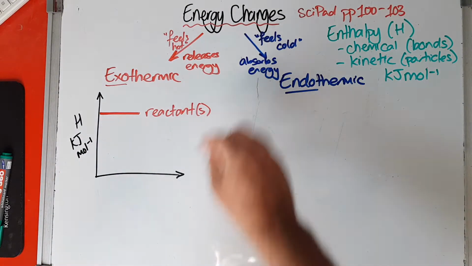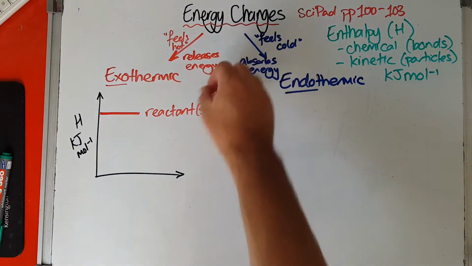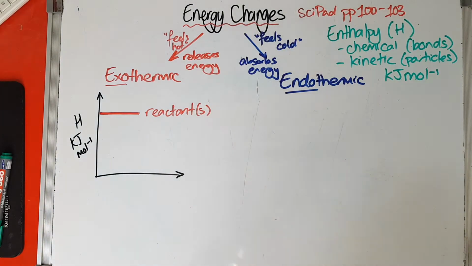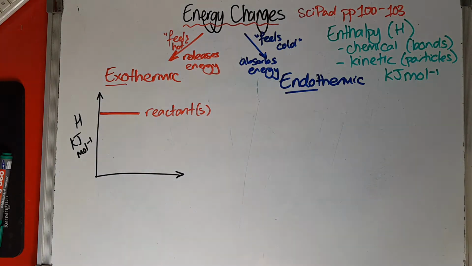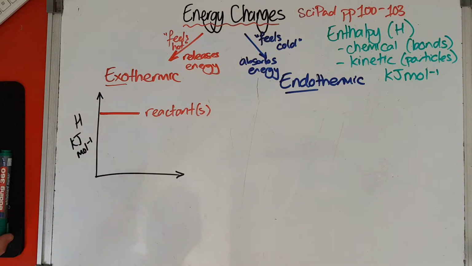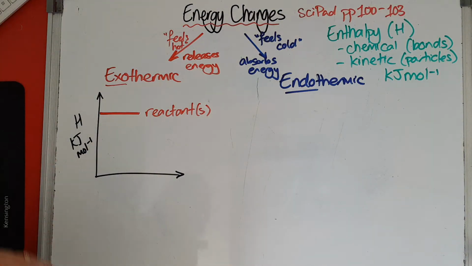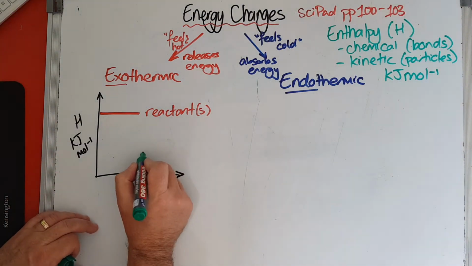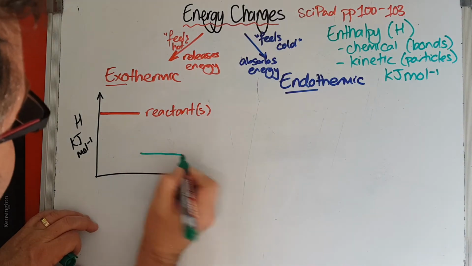And I'll put the S in brackets there simply because sometimes you only have one reactant. For example, the auto-oxidation of hydrogen peroxide, which breaks down into water and as steam and oxygen. Then after it reacts, the energy of the products is much lower.